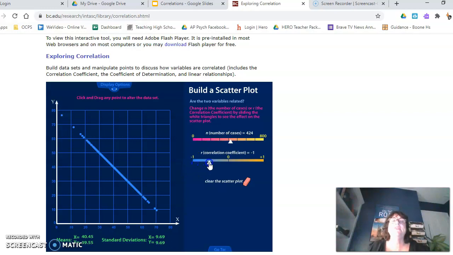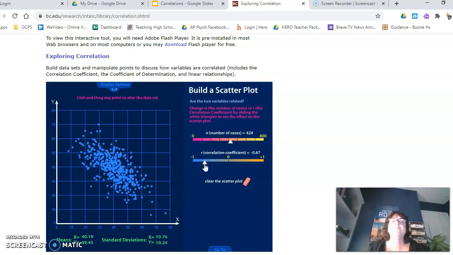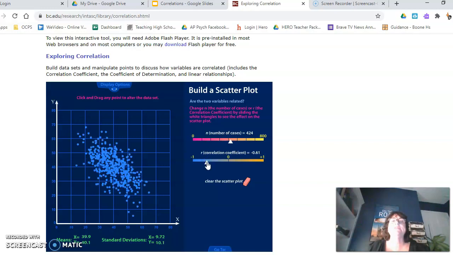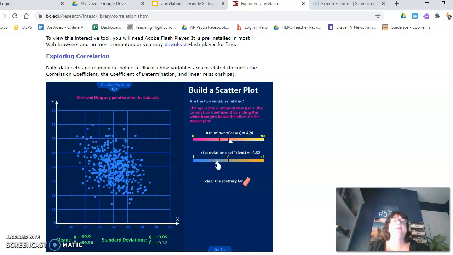So if we look at a -0.8, that's 0.6, 0.7, a -0.8, you can see that trend down. So that's negative, all right? And then it gets less strong at 0.6, all right? At 0.3, you know, it's kind of hard to tell. It's trending down, but it's kind of hard to tell. And at 0, you know, we're back to the scatter, okay?